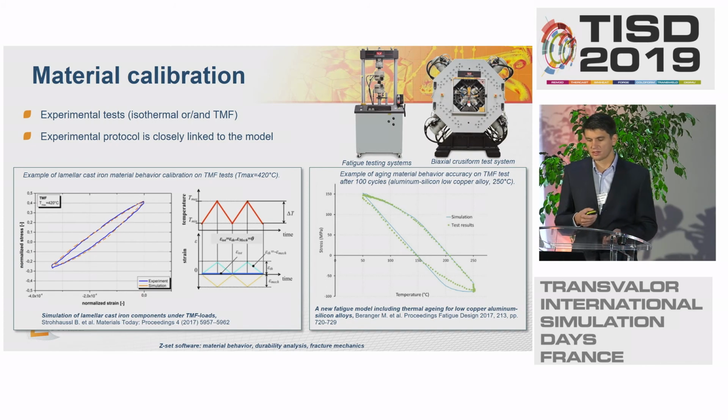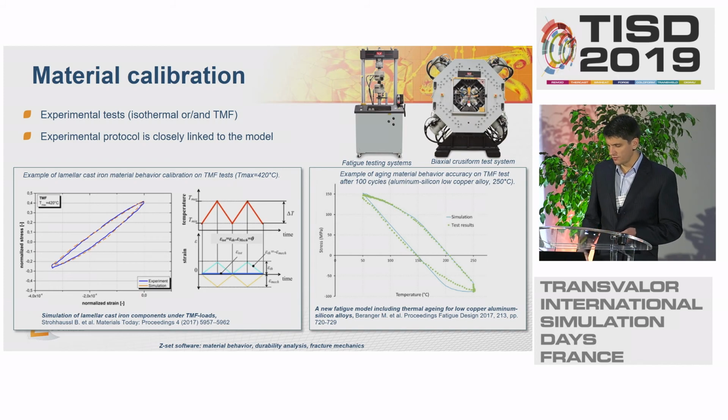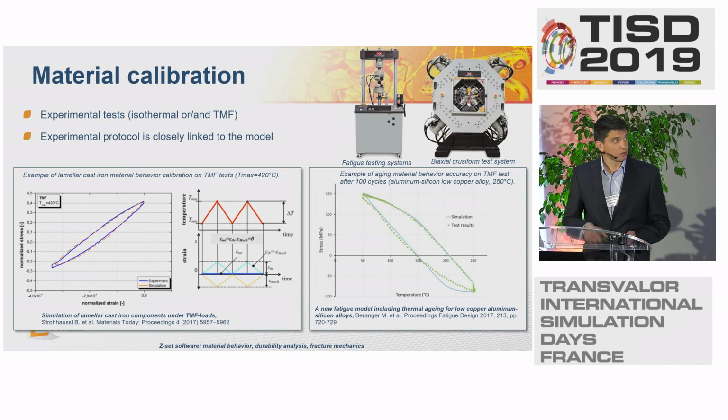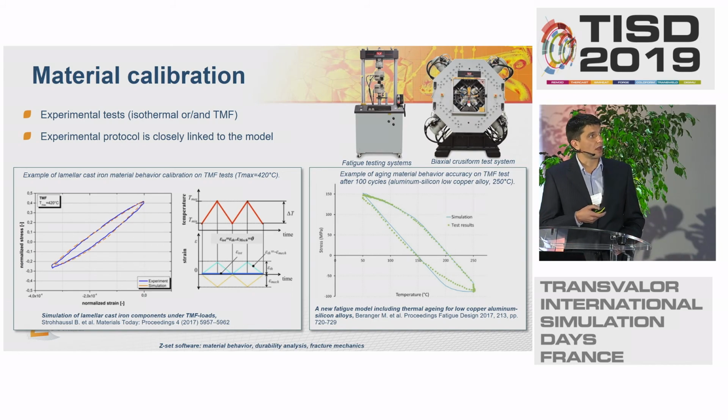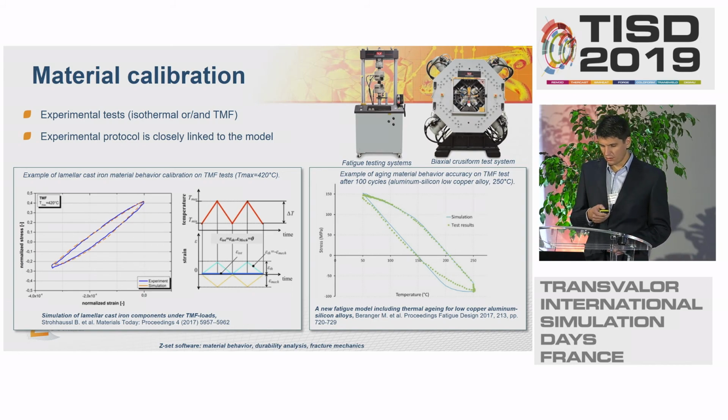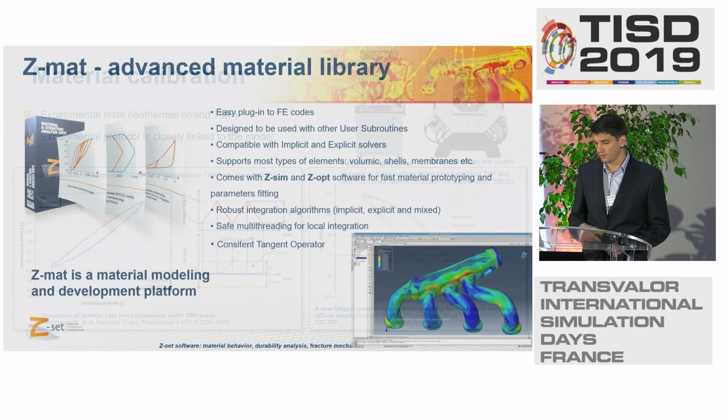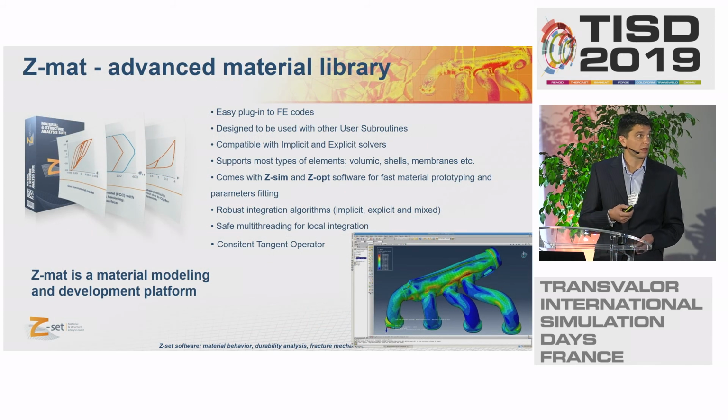So here you have examples where our customers fitted our models for their applications. On the left you have an example of lamellar cast iron material behavior calibration for TMF tests, and on the right you have an example of aging material for the automotive industry, precisely for Renault company.